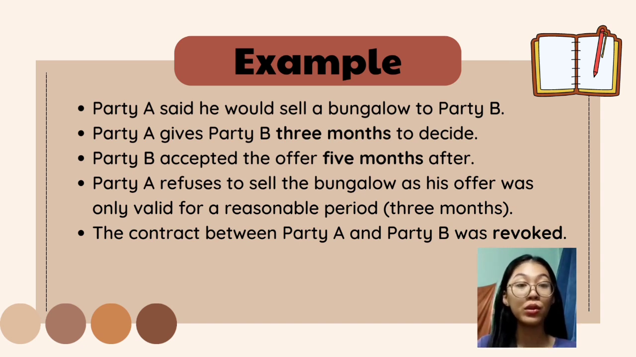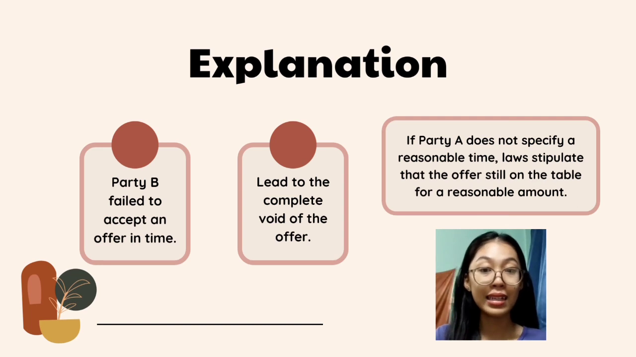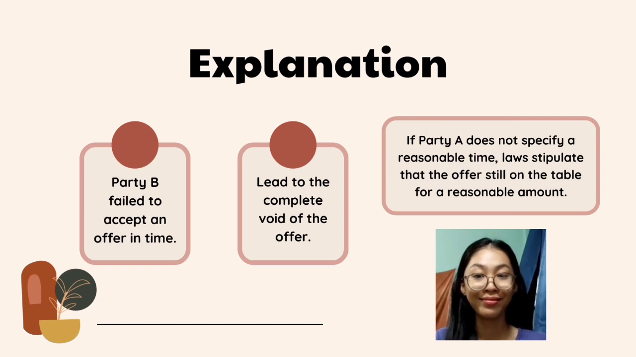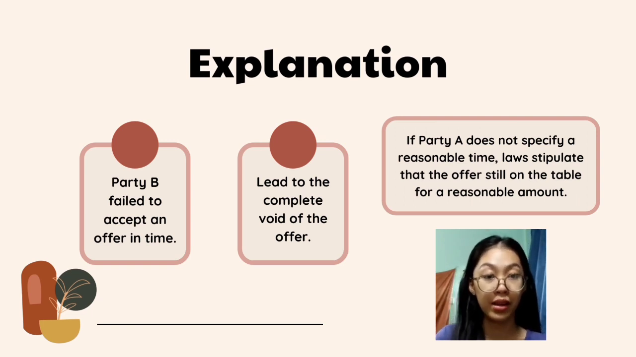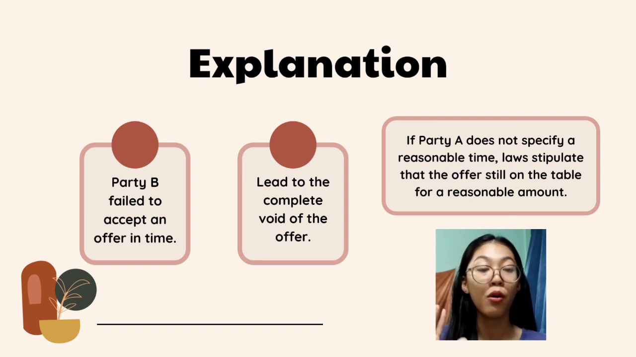Party A refused to sell the bungalow as his offer was only valid for a specified period, which is during the 3 months only. Therefore, the contract between Party A and Party B was officially revoked. This is the explanation of why the offer can be revoked: Party B failed to accept the offer in time, as he disobeyed the terms and conditions Party A as offerer had made.